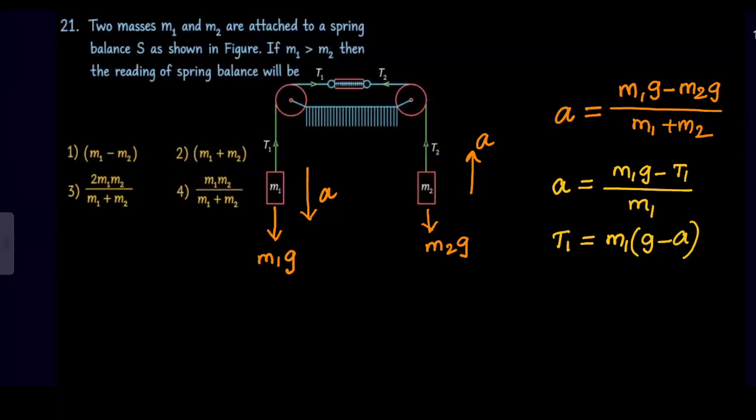That is the tension. The spring balance will measure the mass only, so divide with G. Then simplify, and it will come to 2M1M2G by M1 plus M2.